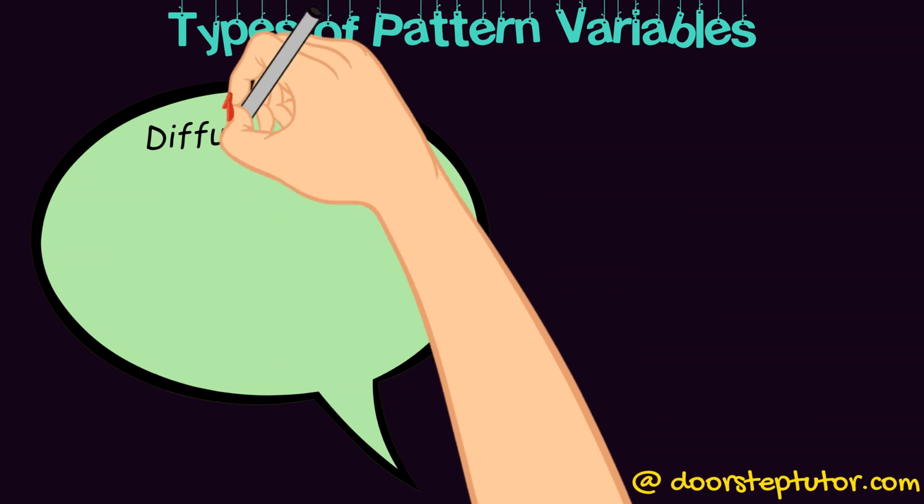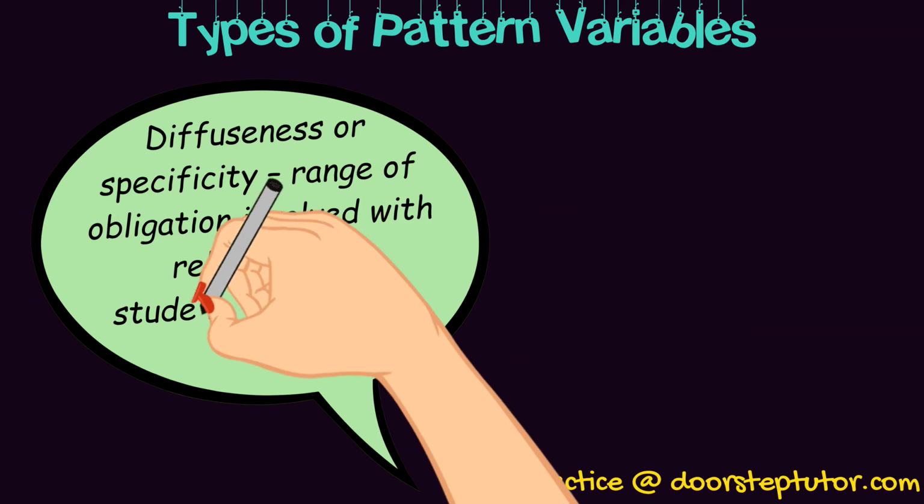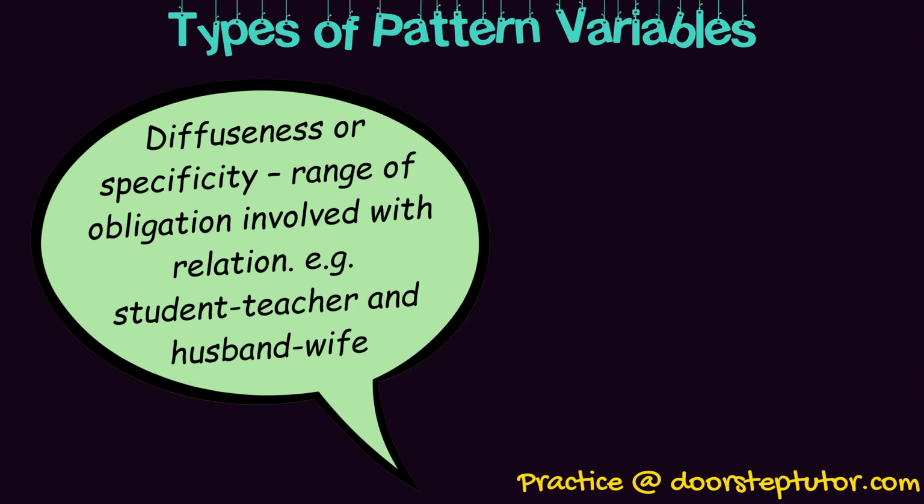Next is diffuseness or specificity. There is a range of obligations which are involved with every relationship. So, do you follow those obligations or do you just disregard them? That means, as a student, there is an ethical principle. There is a line that you have to maintain in the relationship. Only then can the relationship go on. So, do you choose to keep with that line or do you disregard it?